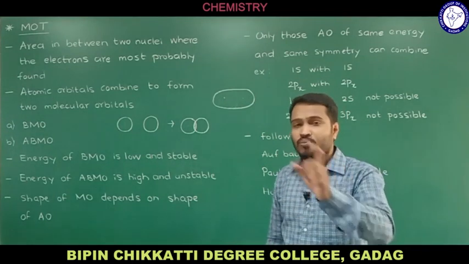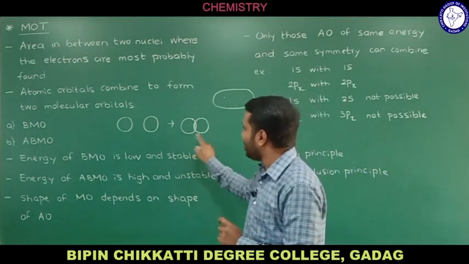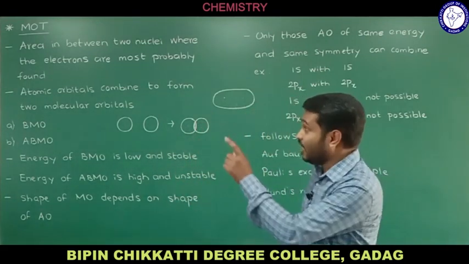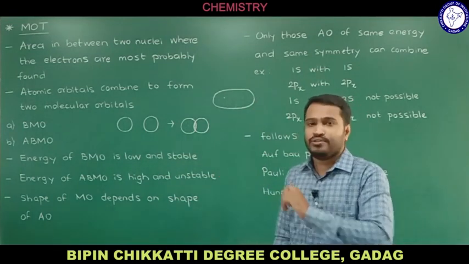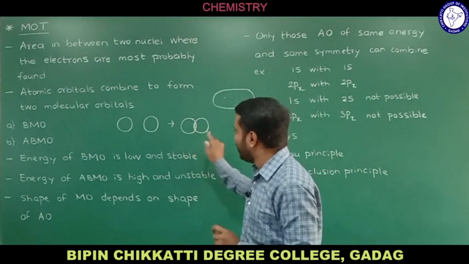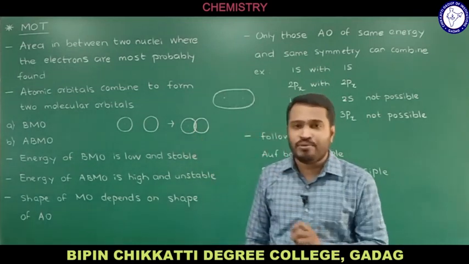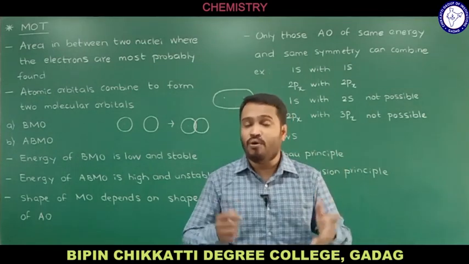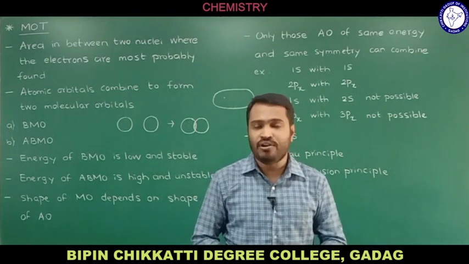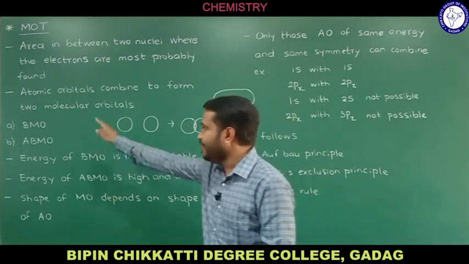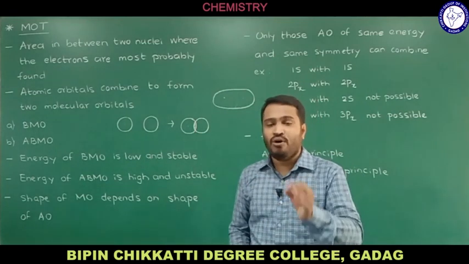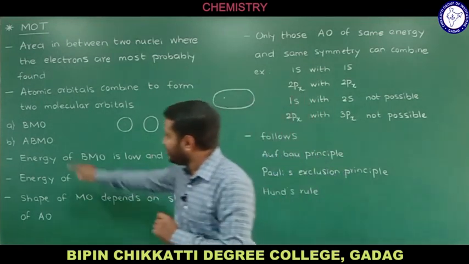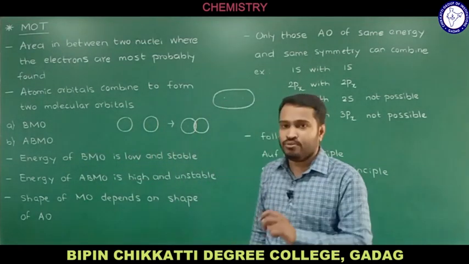Then how is a molecular orbital formed? As I mentioned, only when there is overlapping or combining of atomic orbitals are we going to get molecular orbitals. Atomic orbitals combine to form molecular orbitals. When atomic orbitals combine, two molecular orbitals are formed. One we call the bonding molecular orbital, and the other we call the anti-bonding molecular orbital: BMO and ABMO. BMO is the bonding molecular orbital, ABMO the anti-bonding molecular orbital. If you compare the energies of BMO and ABMO, they are not the same.